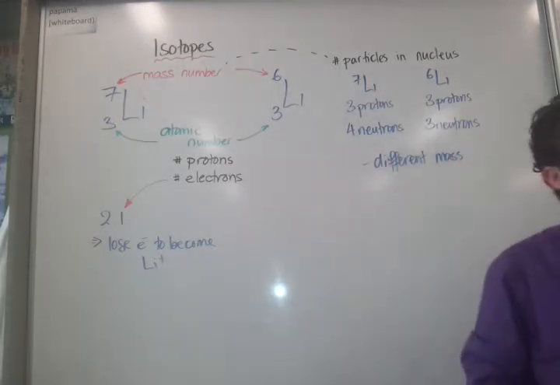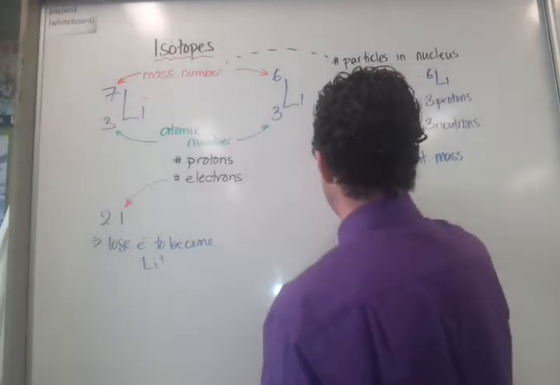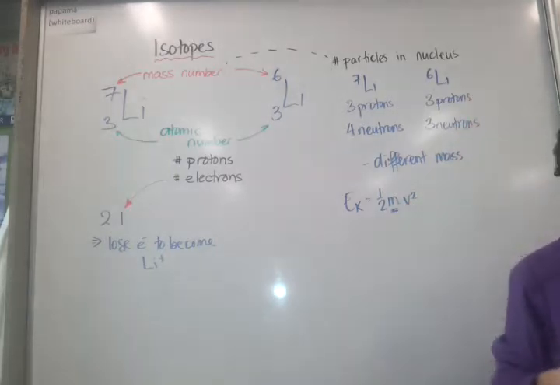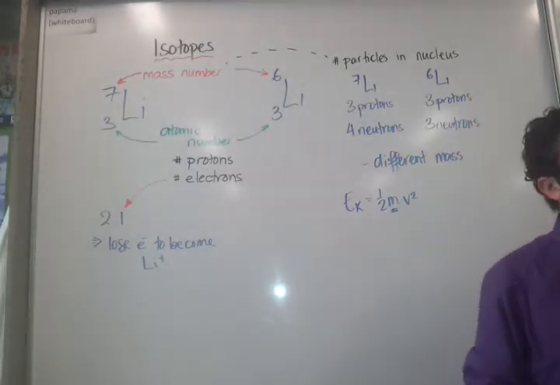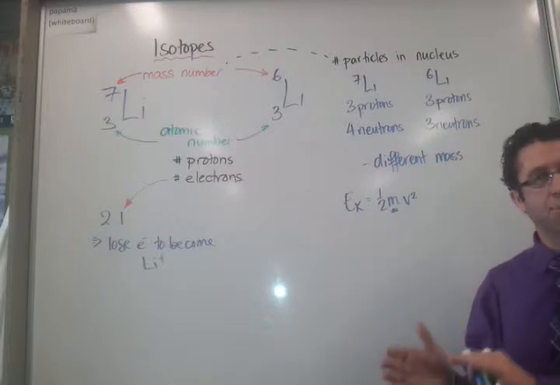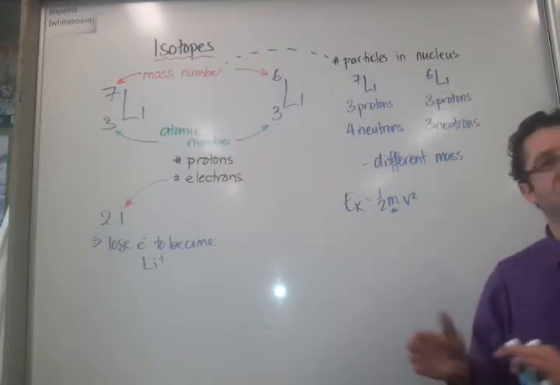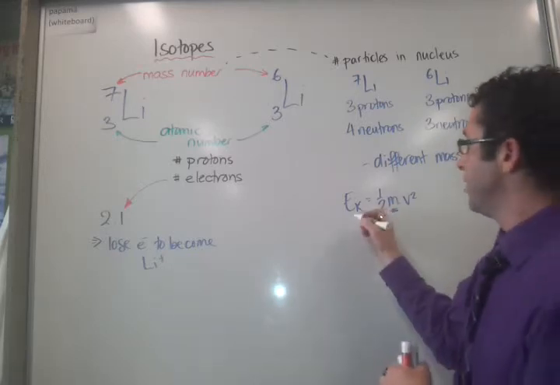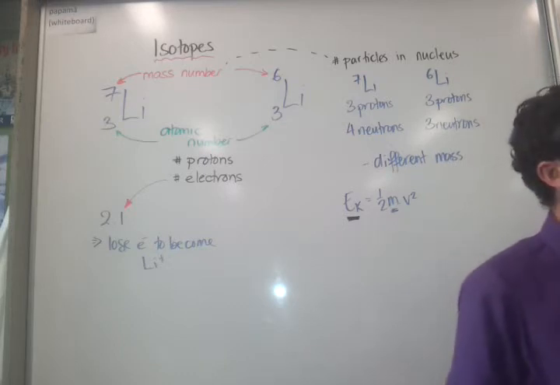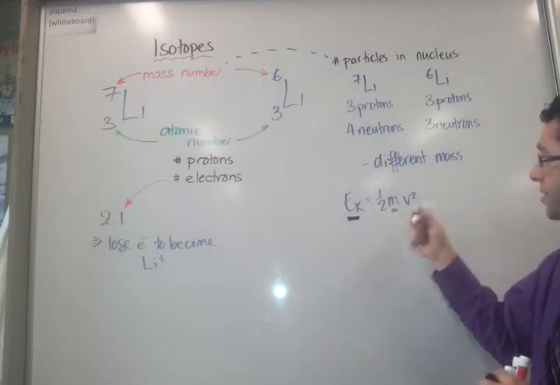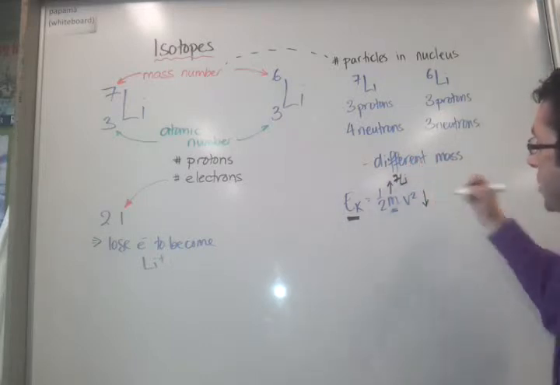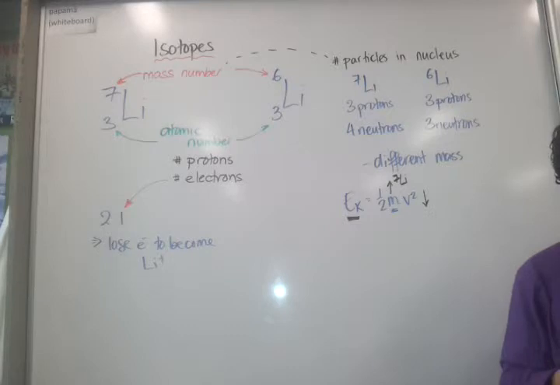The reason this is important is just something we did in the last topic. Alright? EK equals half mv squared, m being mass. EK is linked to temperature. Temperature is the average kinetic energy of all the particles in something. So at a given temperature, the amount of kinetic energy would be the same for both of them. If the mass is higher for lithium 7, then its particles must be going slower.